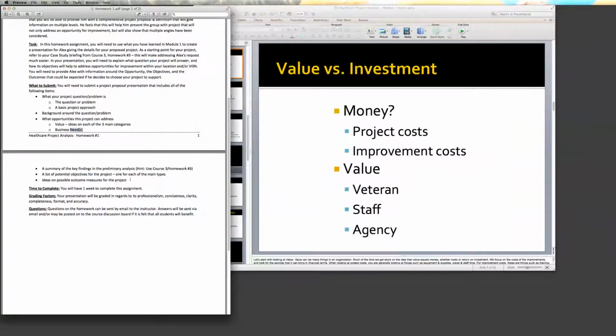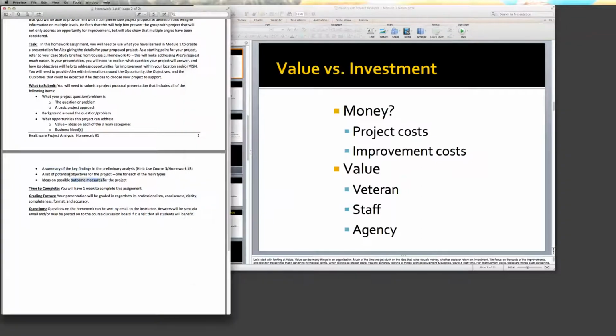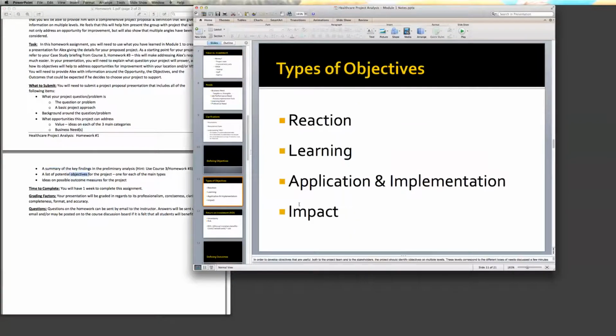So the other thing I talked about here, again, summary of key findings, straight out of your case study from course 3. Again, updating it maybe depending on how old the data is, but generally speaking, straight out of the case study. Then the objectives, your goals. So on page 11 in your lecture notes, we've got 4 types of objectives. So every project should have at least 1 in each of these 4 categories.